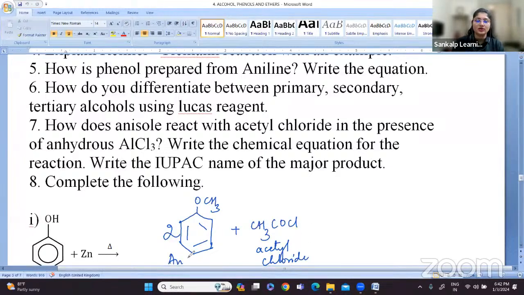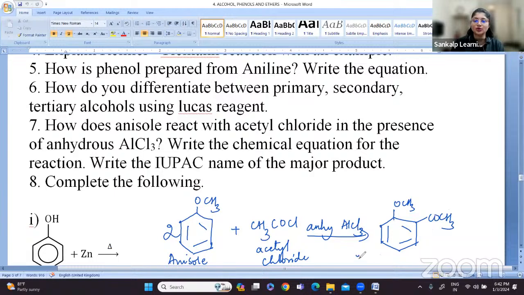So this is your anisole. This is your acetyl chloride. When 2 moles of anisole react with acetyl chloride in the presence of anhydrous aluminum chloride, two products are obtained. One will be an ortho substituted product, 2-methoxy acetophenone. This is a minor product.